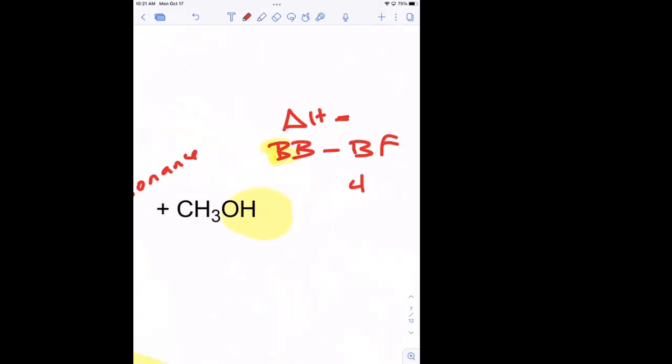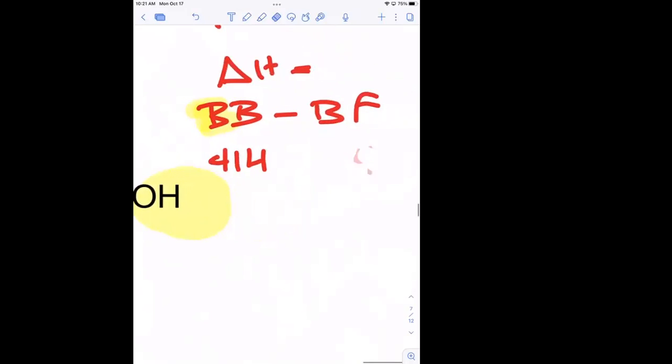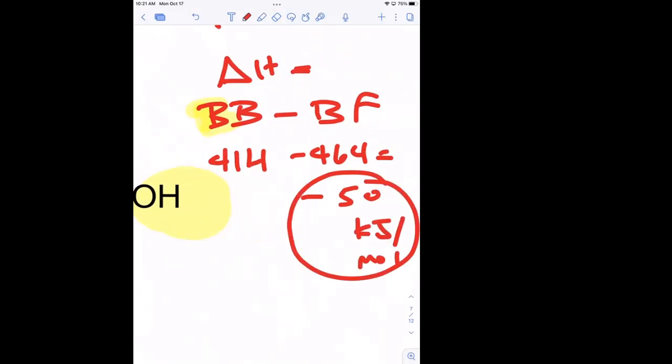We made an OH bond, that's 414, right? We broke it. That's for carbon, the CH bond. Okay, so we broke the CH bond, and we made an OH bond. What is that? 464? What we got? Negative 50? Is that right? Kilojoules per mole, that's delta H.